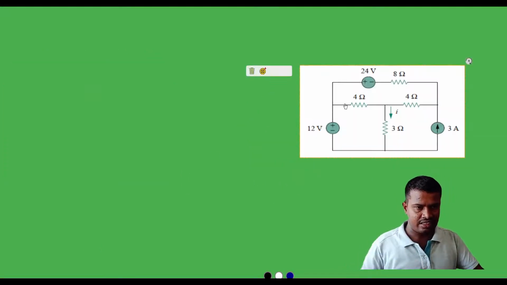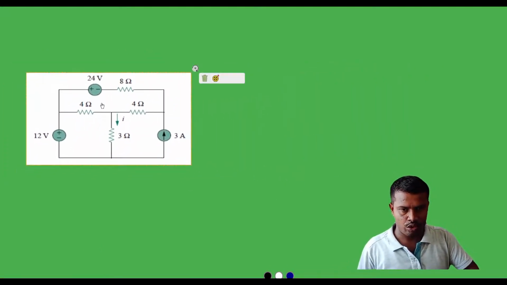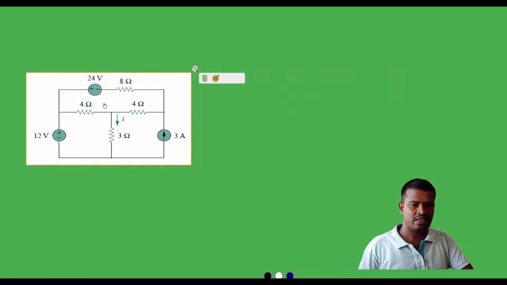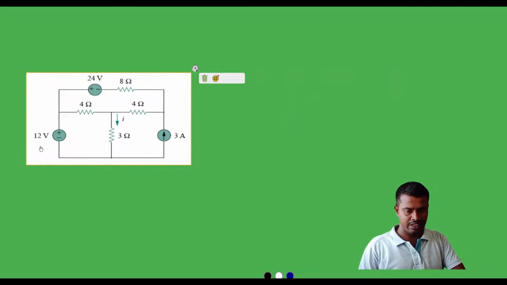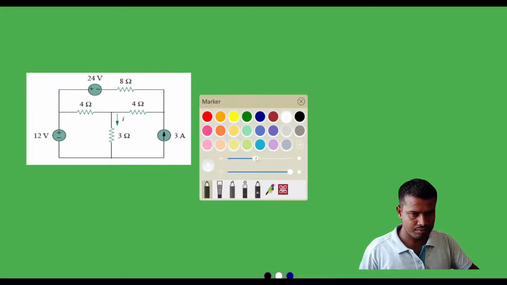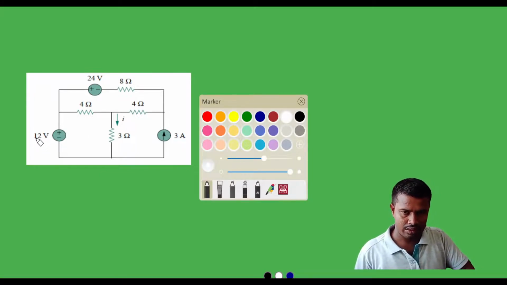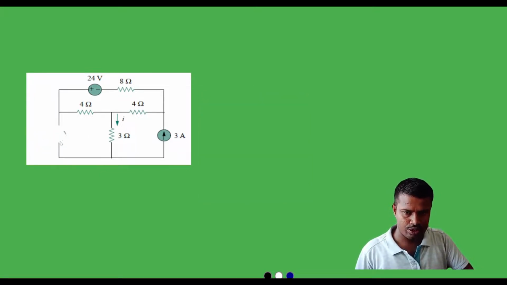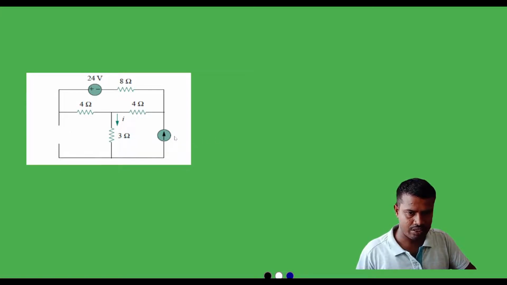Next, we will consider the 24 volt source is active, and the 12 volt source is short circuited, and the 3 amp current source is open circuited. Now we will short circuit the 12 volt source and open circuit the current source. Fine.